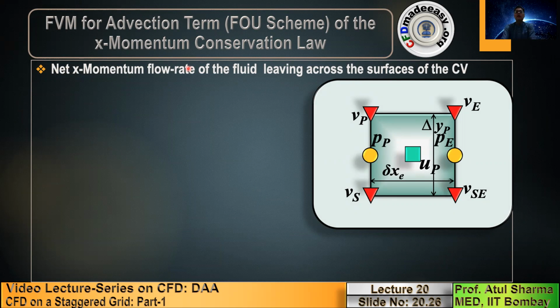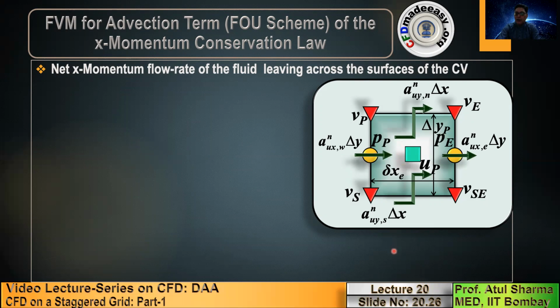So we are going from the unsteady term to the advection term. For x momentum, this corresponds to the net x momentum flow rate of the fluid leaving across the surface of the control volume. So we apply the x momentum conservation. To calculate the x momentum flow rate, you have to consider the green control volume. Here I am showing you the green control volume with horizontal width delta xc and vertical width delta yt.